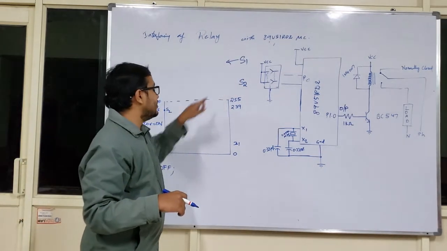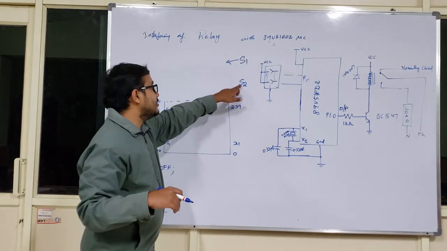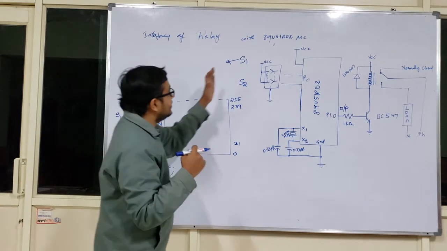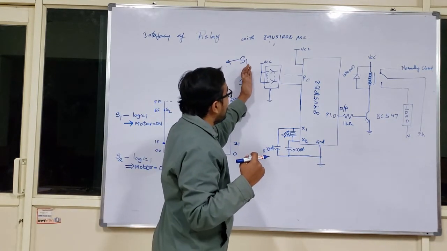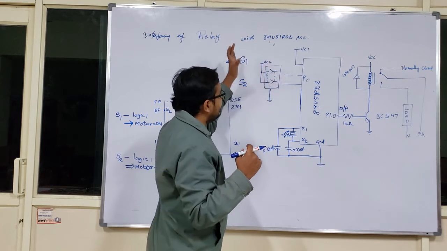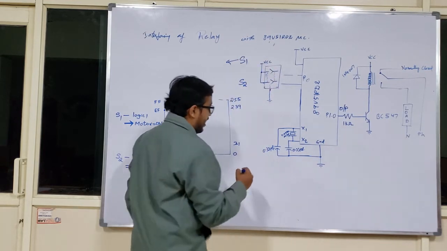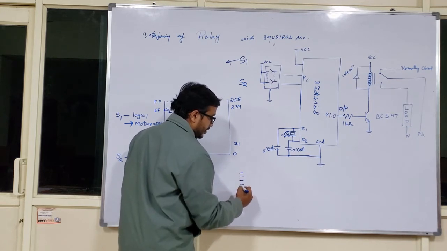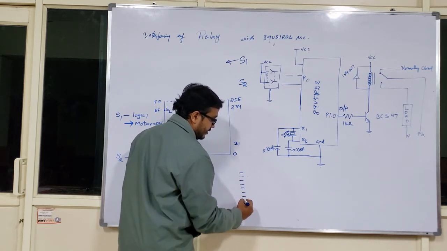S1 condition will be for sensor 1. S2 condition will be for sensor 2. These two conditions are taken care of by the dip switch. That means the dip switch has 8 pins: 1, 2, 3, 4, 5, 6, 7, 8.